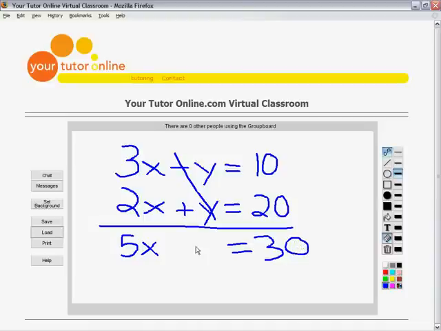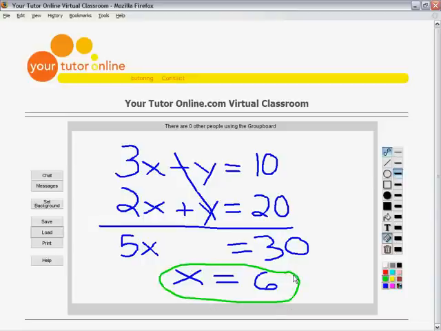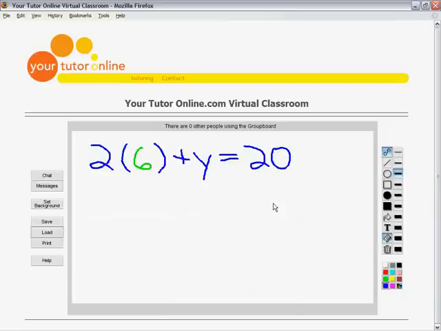Now that the y's are canceled out, we can solve for x. And in this example, x is equal to 6. Then we want to take our solution, x is equal to 6, go back into one of the original equations and plug it in. So we plugged 6 in for x and we'll solve for y.